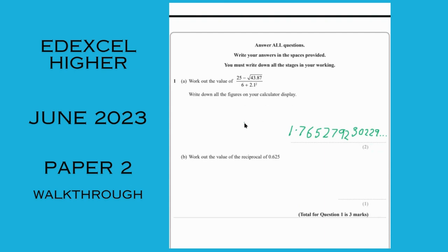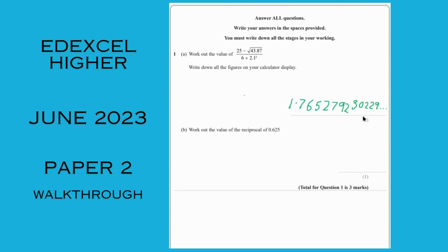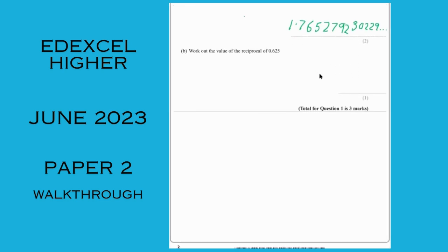So obviously I've done this one in advance. If you don't get the right answer, make sure you do put some brackets around the numerator and denominator. And there's no need to round off, just write out exactly what you see in your display. Part B, reciprocal always means 1 over. So obviously on your calculator, press that, hit equals, and it should give you the 1.6 for the right answer.